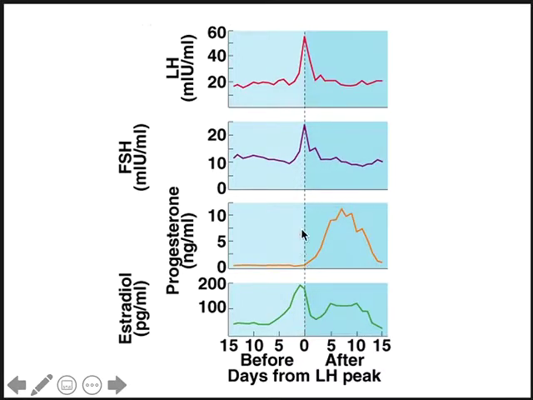But the purpose of this is just to compare your hormone levels before and after ovulation. The dotted line represents 0, which represents ovulation. So it's actually day 14, right, of the entire cycle. All right, so let's start. You start out with low levels of LH, low levels of FSH, very low levels of progesterone. Why? Because you haven't ovulated yet.